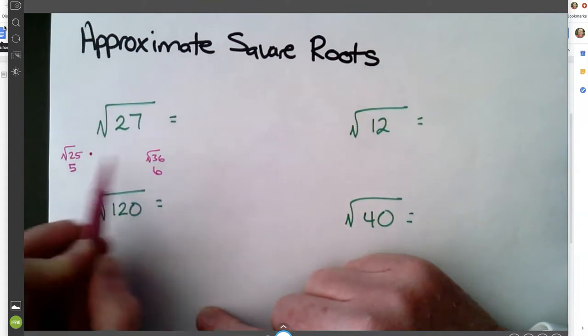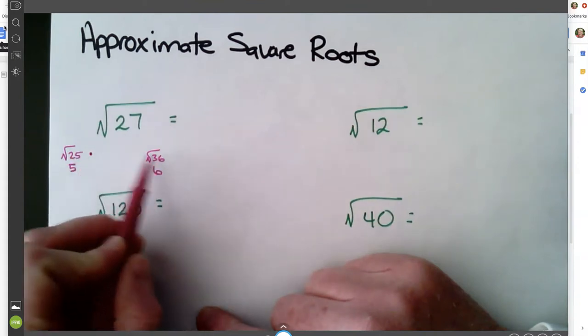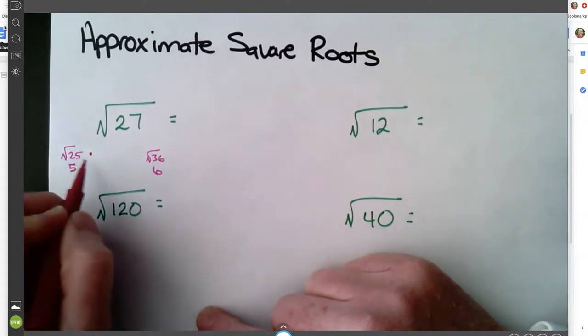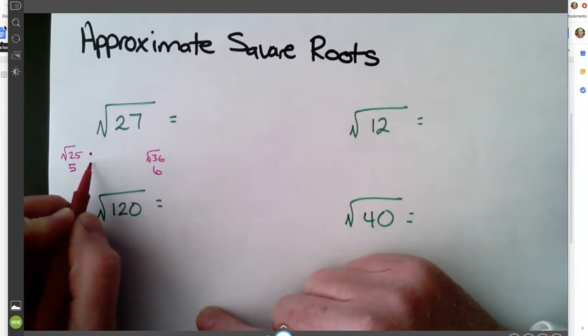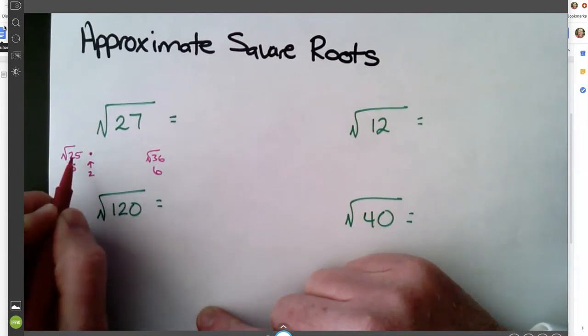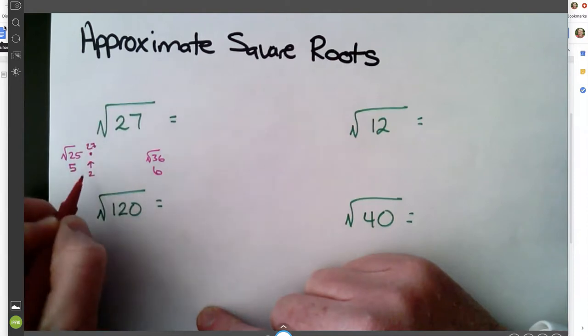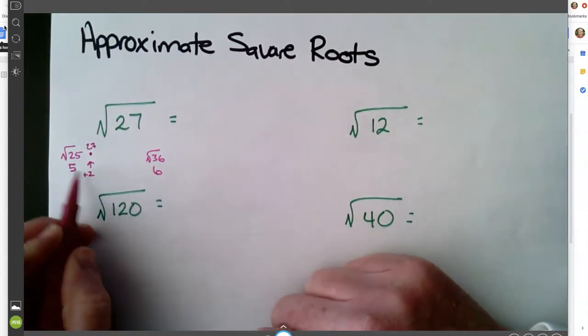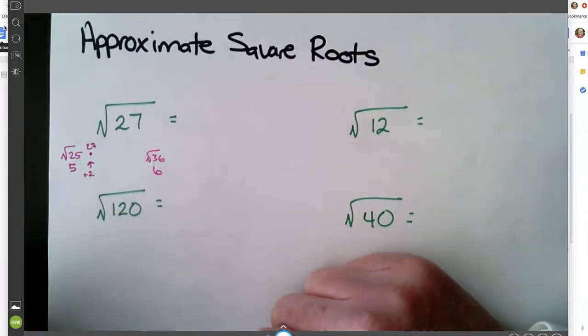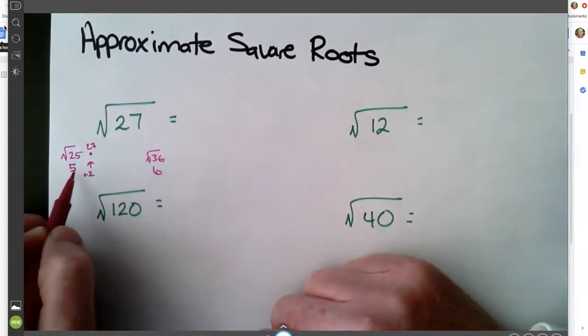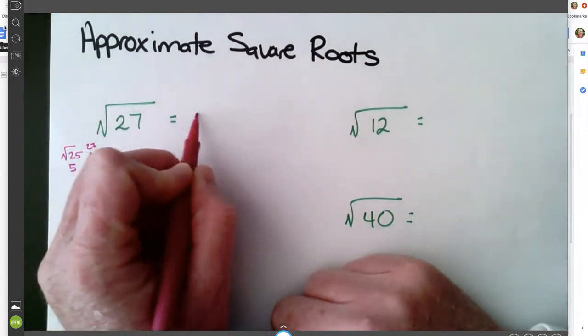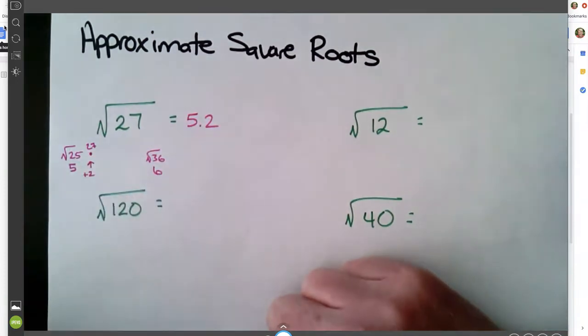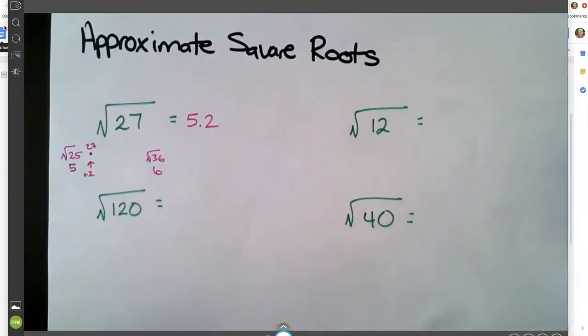So there are, let's see, 25 to 36. There's 11 units in between them. This is 2 units from 25. So 2/11 of the way, well, that's about 0.2. So this is going to be 5 plus 0.2. 5.2. That'd be a good approximation.